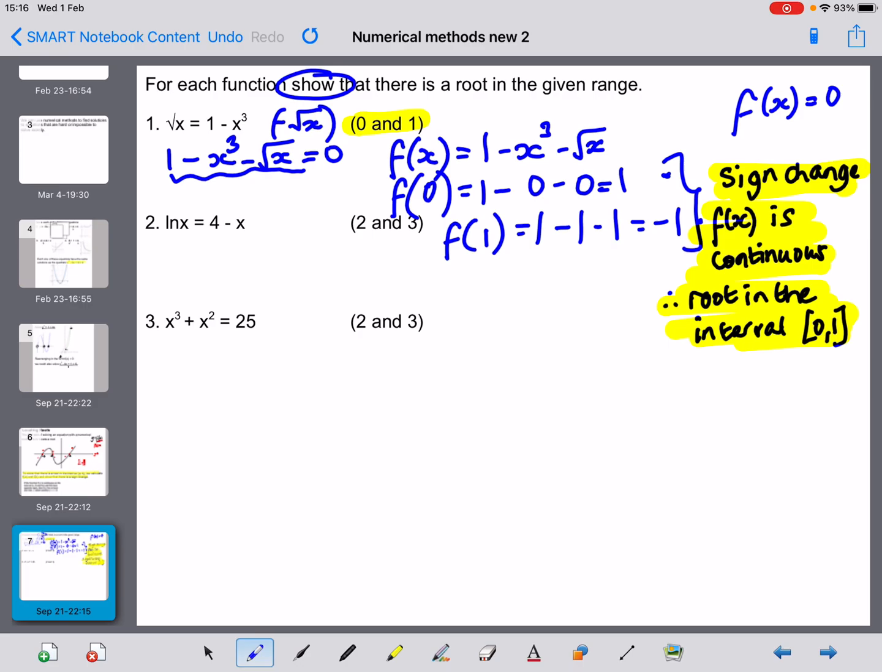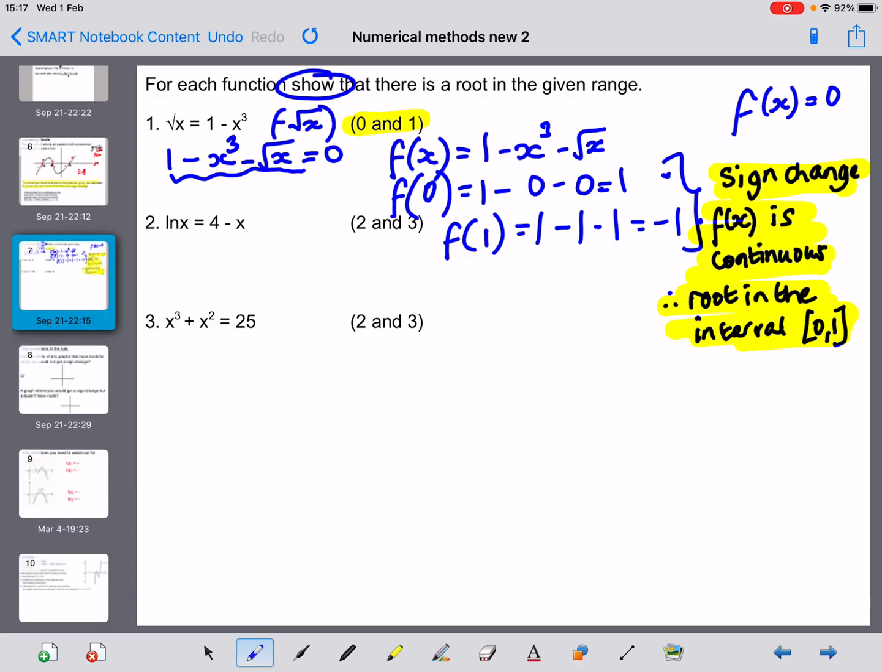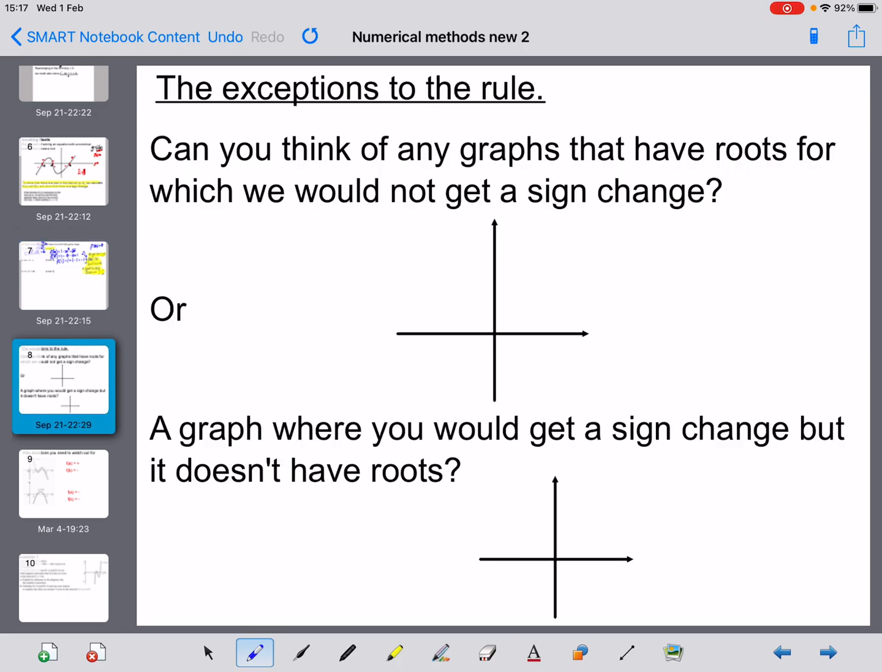Okay, so that's basically like part A of a question, is often where you have to either show that there's a root in an interval or find a root in an interval. It's usually a show question though, to be fair. Okay, now there are some exceptions to this rule.